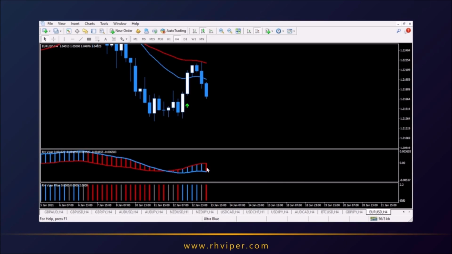We've got that histogram turning red. And the RHViper filter is also red. When this candle closes, we're going to take a look and see if there's a red arrow above this candle. And if there is, we can go short.